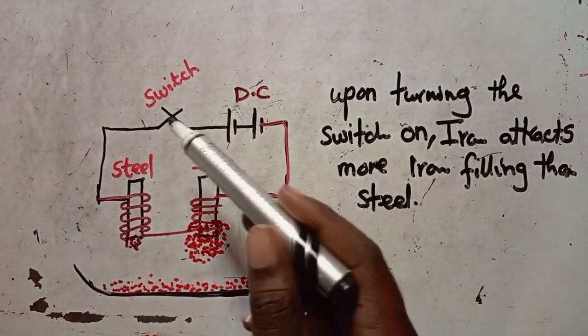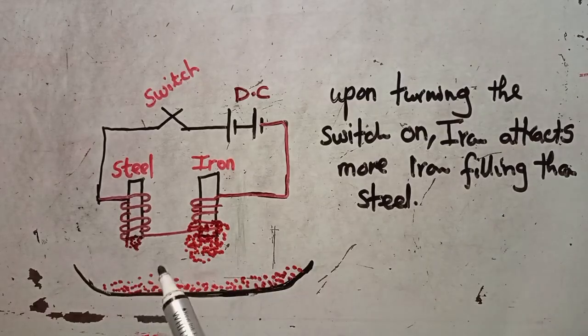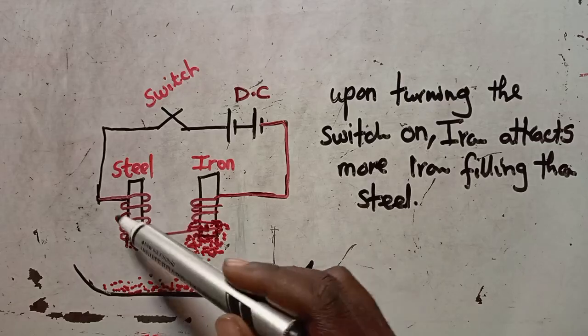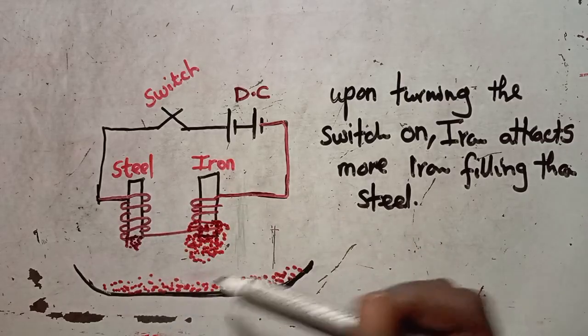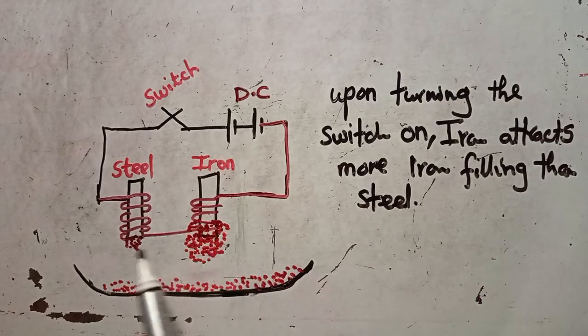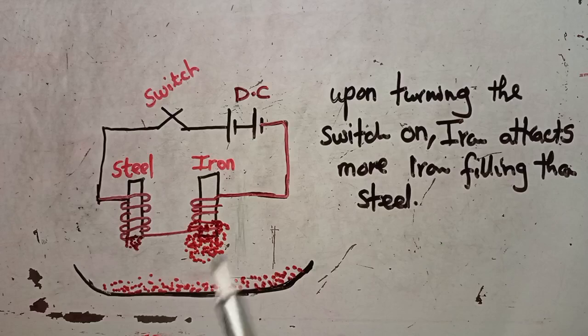So upon turning the switch on, you discover that iron gets to have more of these filings than steel. Steel has just attracted a few. But on iron, a lot of these particles are attached to the iron bar. Both of them are pressed at the same distance, but this one is attracting more of these particles compared to the other one. So this is the first observation that you are going to see when carrying out an experiment in your school laboratory.